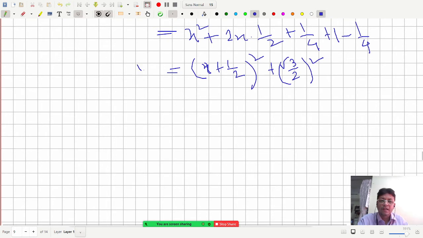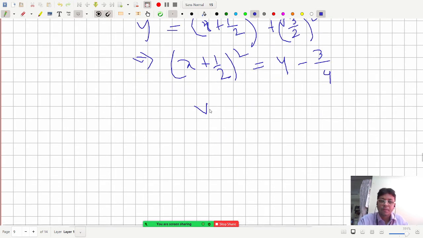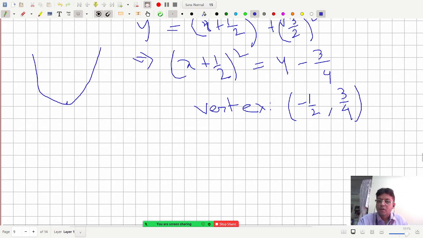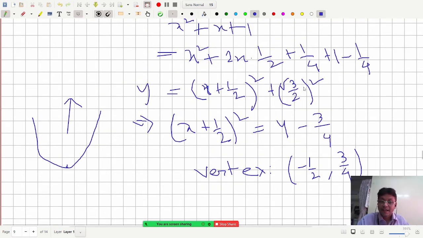So you have a y there. So you can write x plus half whole square equal to y minus 3 by 4. So your vertex of the parabola is minus half comma 3 by 4. That's the vertex, and your parabola will be like this, concave upwards. This direction is parallel to the positive y-axis. So your diagram will be concave upwards. That is the idea of how to draw the diagram.